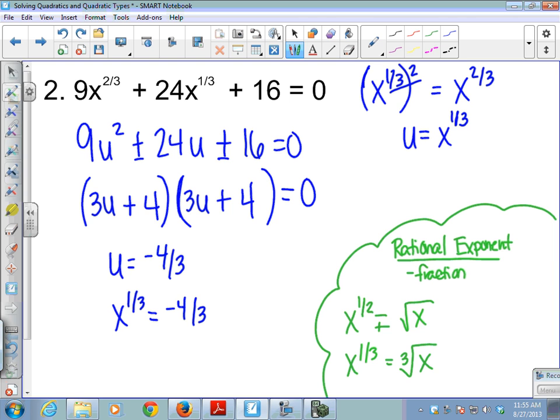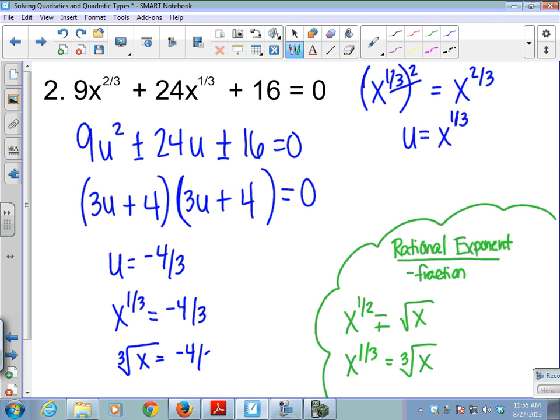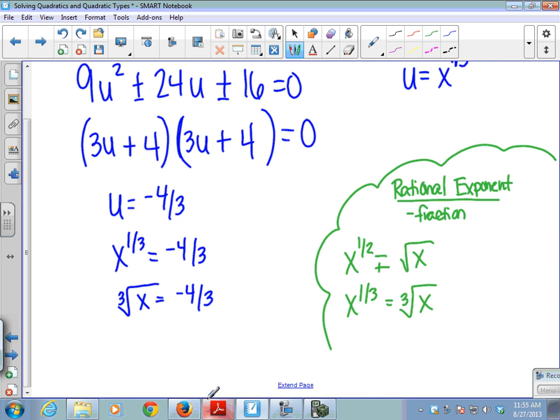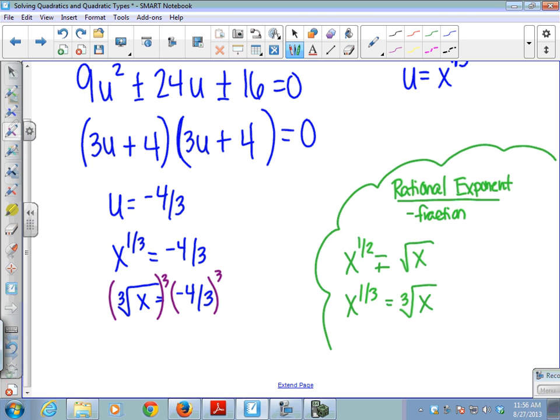So what I've really got right here, and I'm going to rewrite this, is the cube root of x equals -4/3. Alright, so now, the way that I'm going to get rid of the cube root is to take it and cube both sides. Okay, so when I cube both sides, that's going to leave me with x equals, and then -4 cubed is going to be -64, and 3 cubed would be 27. So -64 over 27 is my answer.